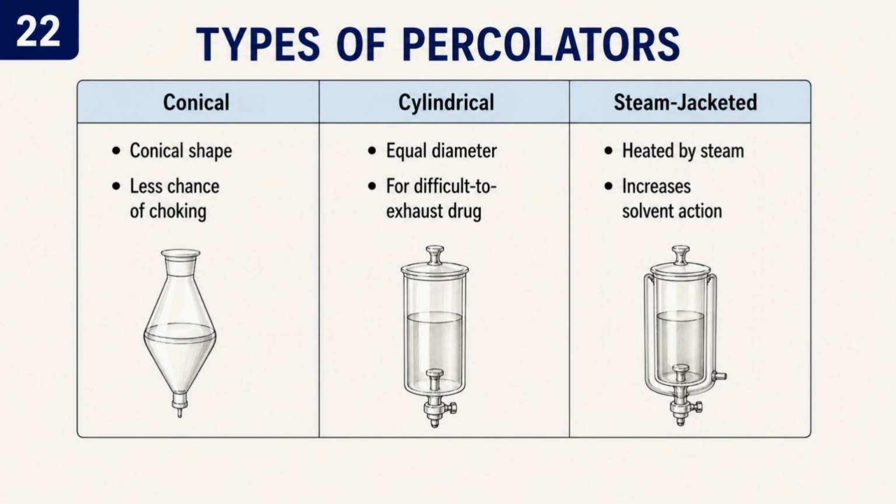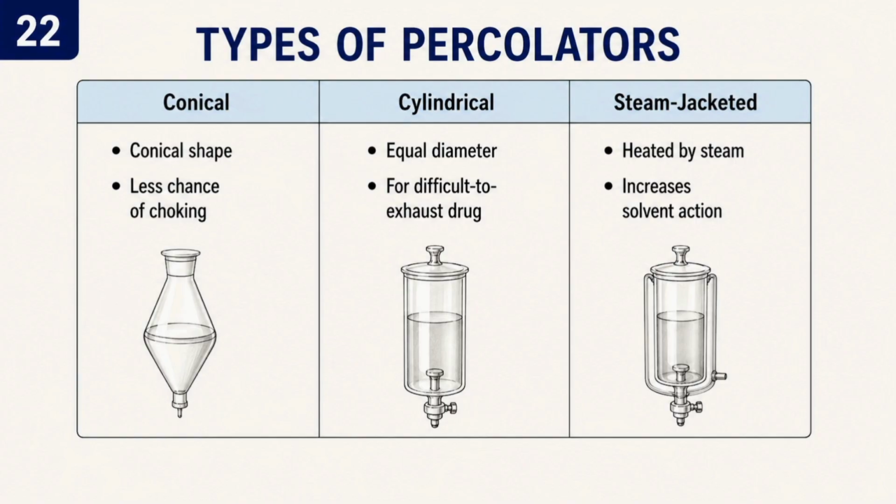Types of percolators. Percolators may be conical, cylindrical, or steam jacketed. The conical shape reduces the chance of choking. A cylindrical percolator has an equal diameter and is suitable for certain materials. A steam jacketed percolator uses heat to increase the solvent action.